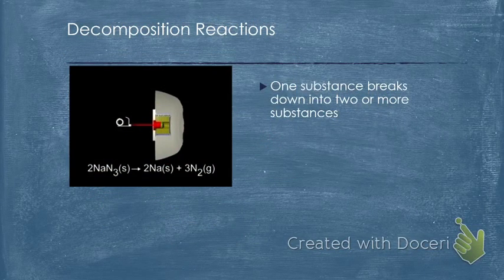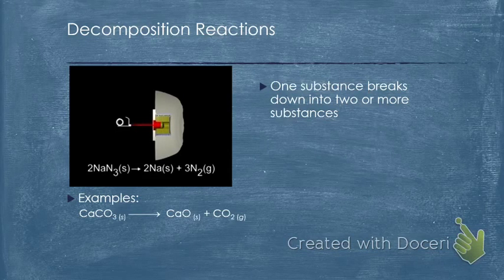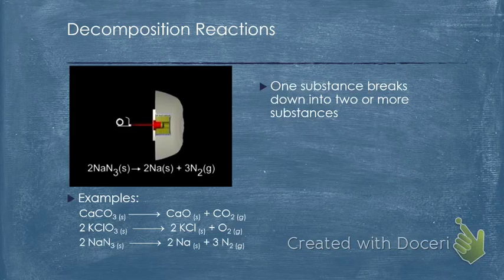The opposite of a combination reaction is a decomposition reaction. That's where something breaks down into two or more substances. So, for example, we can have calcium carbonate making calcium oxide and carbon dioxide, potassium chlorate making potassium chloride and oxygen, and sodium azide making sodium and nitrogen.